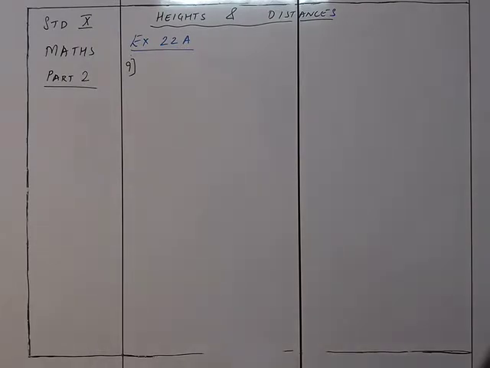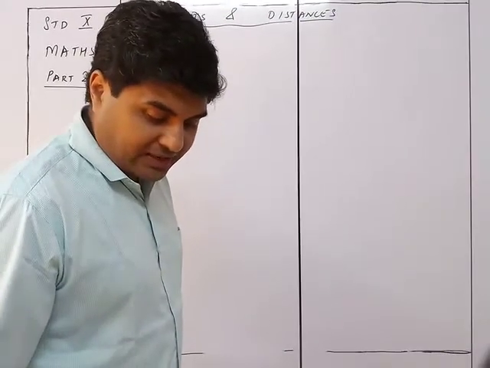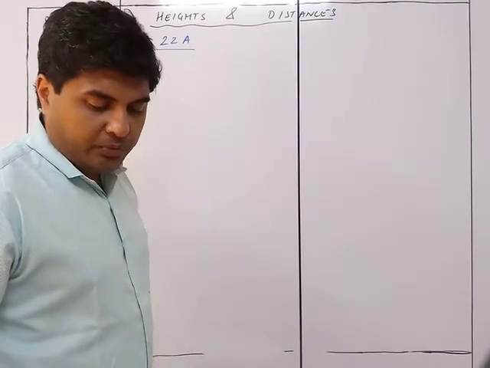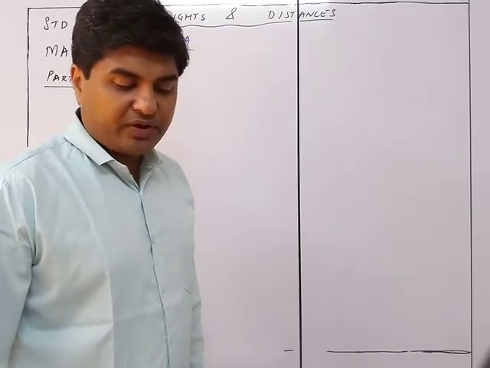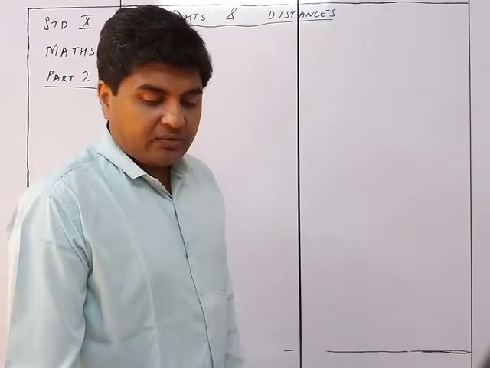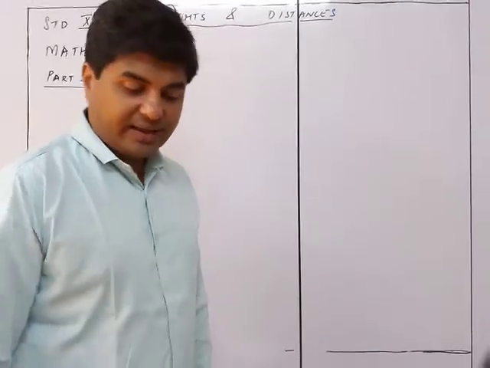We now continue with exercise 22a. We are on the ninth sum now. So let's see the ninth sum. At a particular time when the sun's altitude is 30 degrees, the length of the shadow of a vertical tower is 45 meters. Calculate the height of the tower and find the length of the shadow of the same tower when the sun's altitude is 45 degrees and 60 degrees.